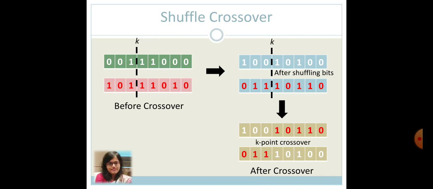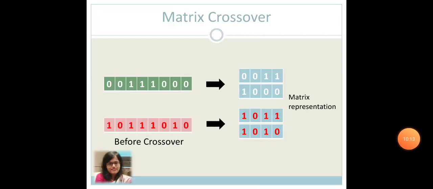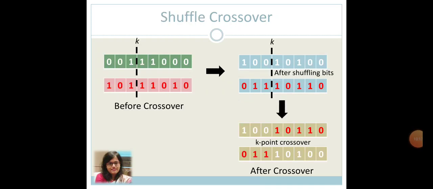And remember one thing, shuffling is not done between all the bits present in the parent gene, but based on the crossover point, the values present at the left side will be shuffled among them, and the same thing is done for the right side as well. So this is all about shuffle crossover.